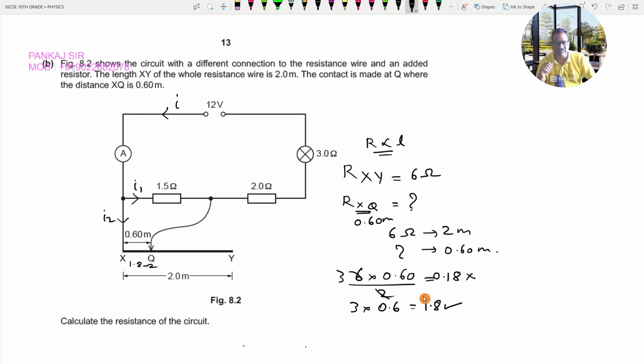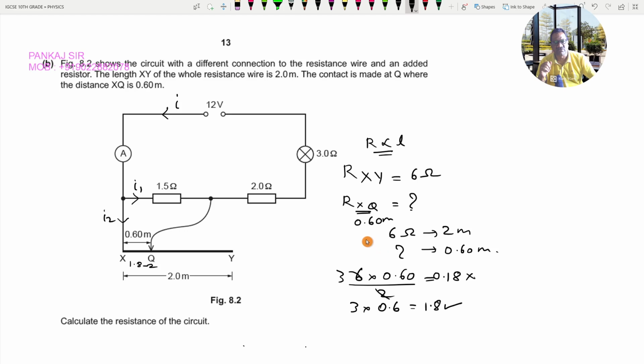Even if you do it on the calculator, if you type 0.60 into 3, the answer the calculator will show you is 1.8 only, because the calculator is not going to consider the trailing zero of 0.60. So this is for your caution that I am telling you. This will be a blunder. This will give you a wrong answer, and this is the correct answer.